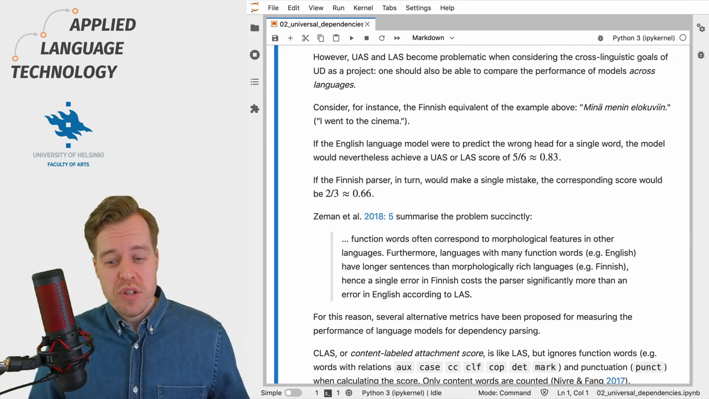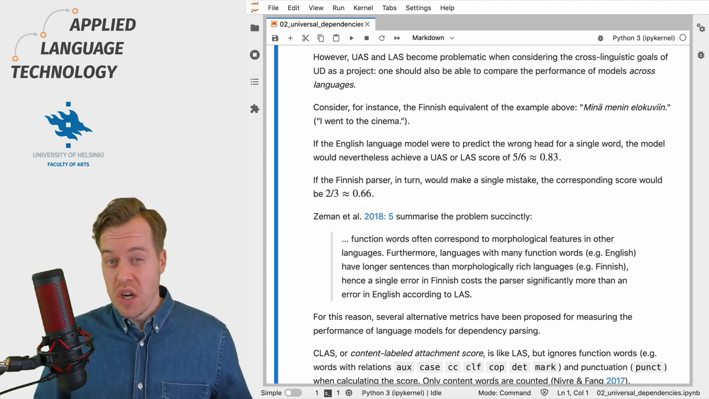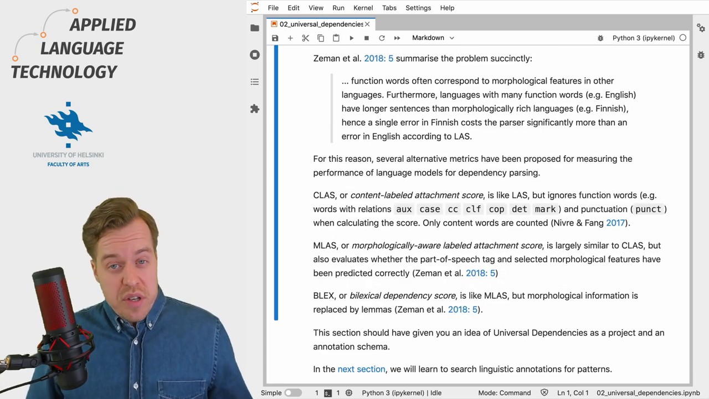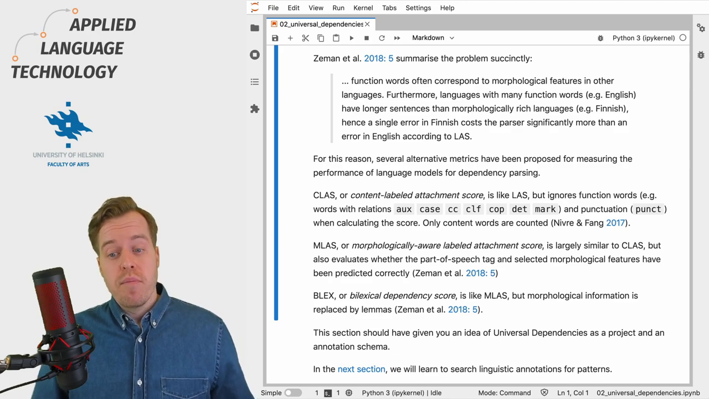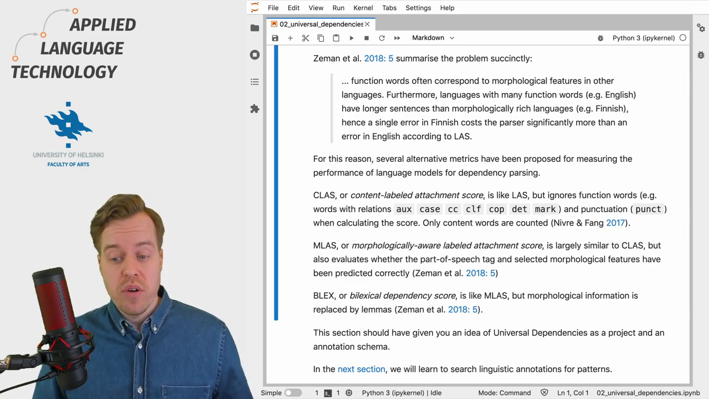Languages with many function words, such as English, have longer sentences than morphologically rich languages, such as Finnish. Because the sentences are shorter, a single error costs the Finnish model more than it would cost for the English model. To address this problem, several alternative metrics have been proposed, such as the content-labeled attachment score, which ignores function words, and the morphologically aware labeled attachment score, which also evaluates whether the part of speech tag and selected morphological features have been predicted correctly.